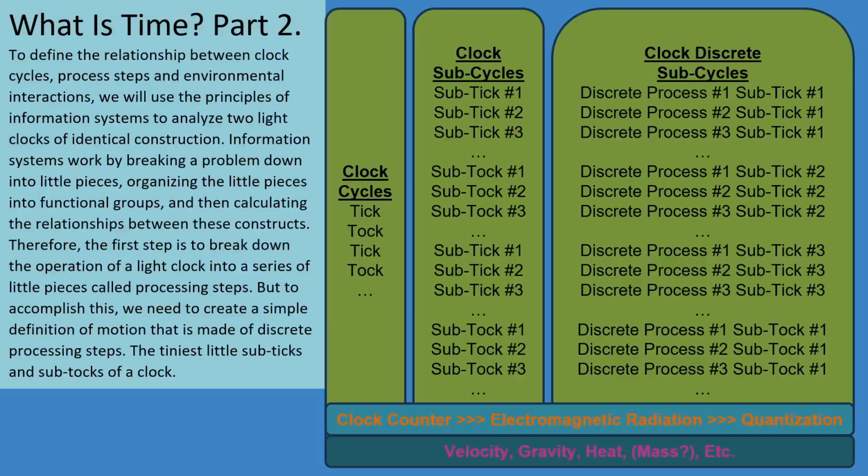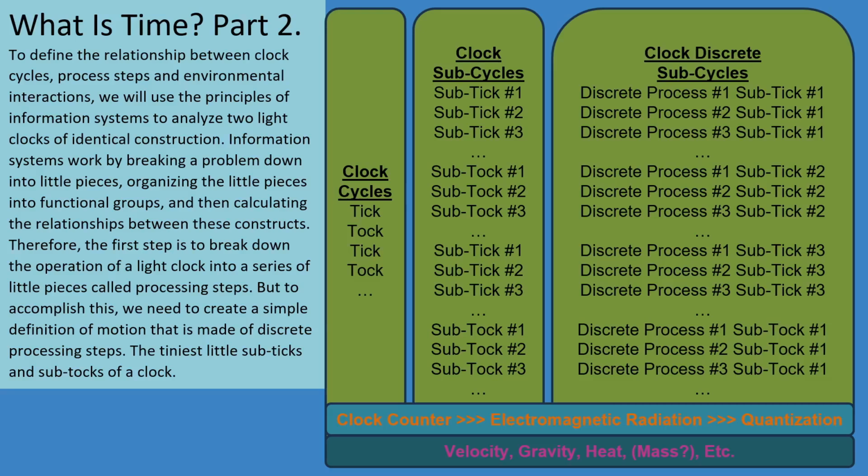To define the relationship between clock cycles, process steps, and environmental interactions, we will use the principles of information systems to analyze two light clocks of identical construction. Information systems work by breaking a problem down into little pieces, organizing the little pieces into functional groups, and then calculating the relationships between these constructs.